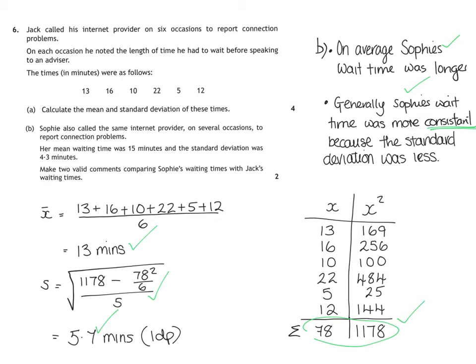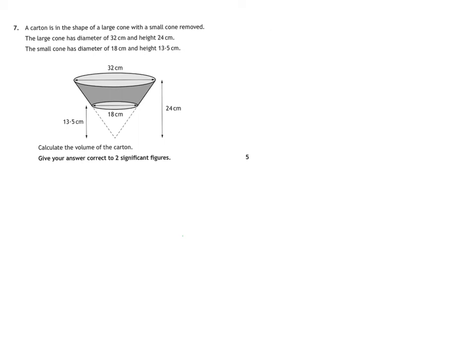That was quite a long one. Okay, so we have a carton in the shape of a large cone with a small cone removed. The large cone has a diameter of 32 centimeters and a height of 24, and the small cone has a diameter of 18 and a height of 13.5. So we are going to have to find the volume of each cone. So volume LC, large cone.